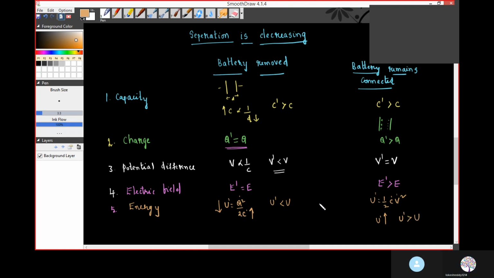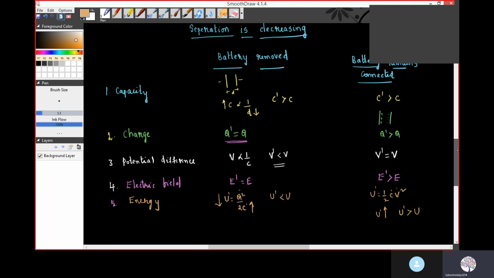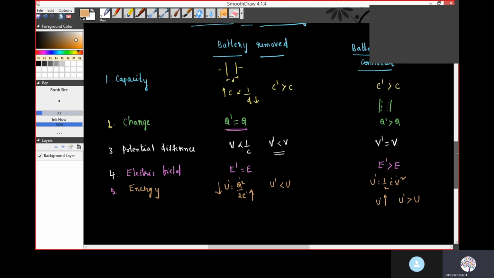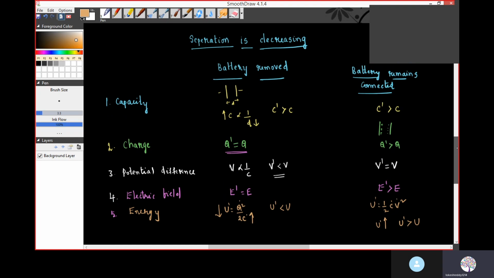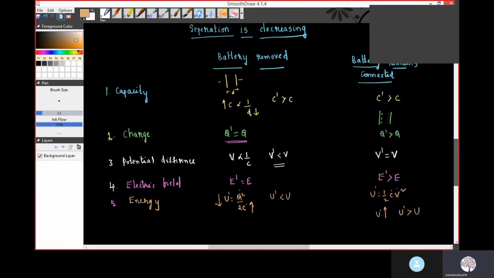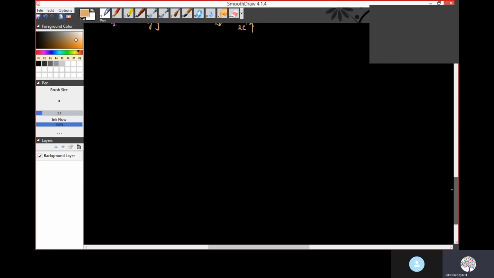That's the case when the separation is decreasing. These are all problems we are discussing in terms of concept. Next point is force between the plates of a parallel plate capacitor.